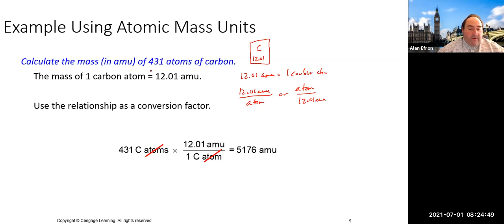Here we are starting with carbon atoms. So we would use the conversion factor here on the left, which is what they did. Atoms will cancel, gives us 5,176 AMU in terms of our answer.